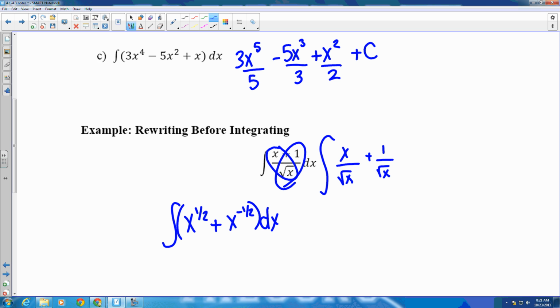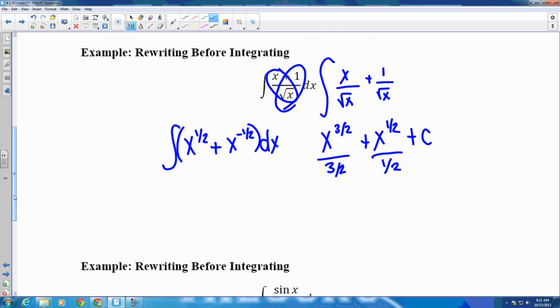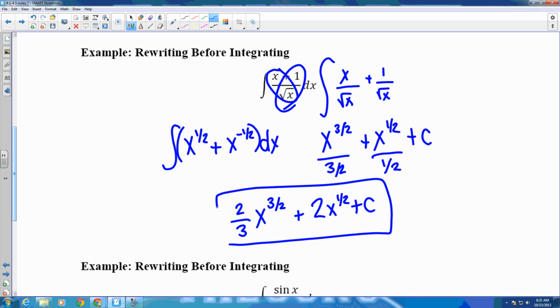We take the integral of each individual term. So x to the 1/2, we have to raise the exponent to 3/2 and divide by 3/2, plus x to the 1/2 divided by 1/2, plus c. Instead of dividing by fractions, we need to rewrite this as such, and we can always take the derivative of our answer to make sure that we get back to the original.